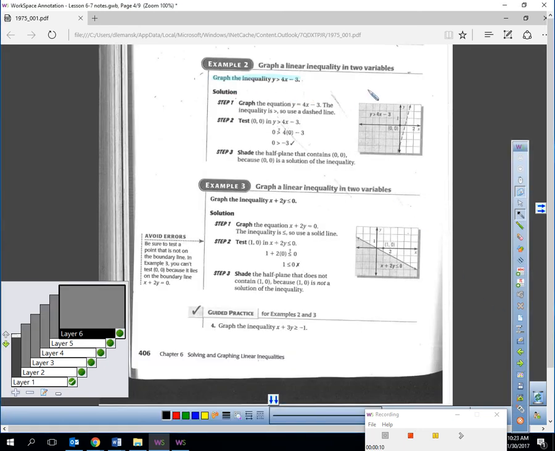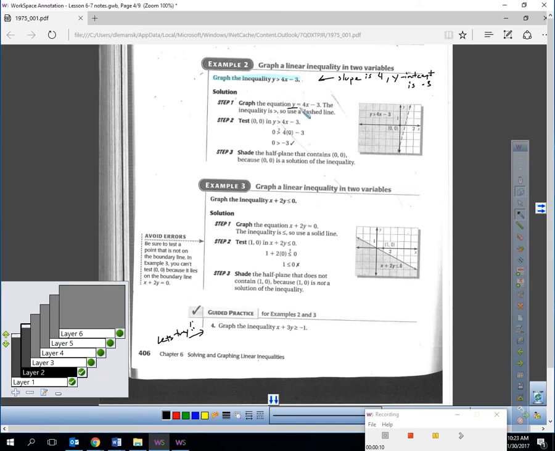All right, let's look at this one in the book so it makes sense, and then we'll do one together. Graph the inequality y greater than 4x minus 3. First of all, I want you to think about this as slope-intercept form. Pretend that it says y equals 4x minus 3 first. Now, this is in slope-intercept form. The slope is 4, and the y-intercept you can see here is negative 3.